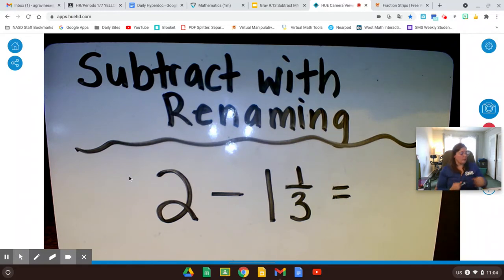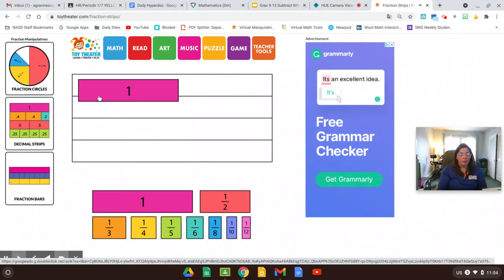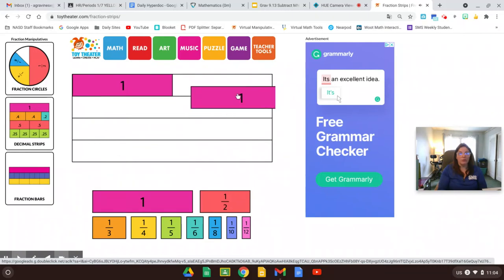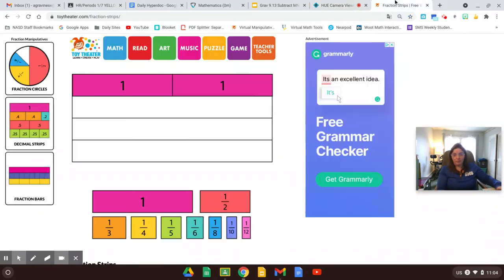So our first problem says 2 minus 1 1/3. 2 wholes minus 1 whole and 1/3. I'm going to show you this using my virtual manipulatives, my fraction strips. I'm going to start off by building my 2 wholes. 1 whole, 2 wholes. Okay, remember, we are starting with 2 wholes. Now I need to take away 1 whole and 1/3.